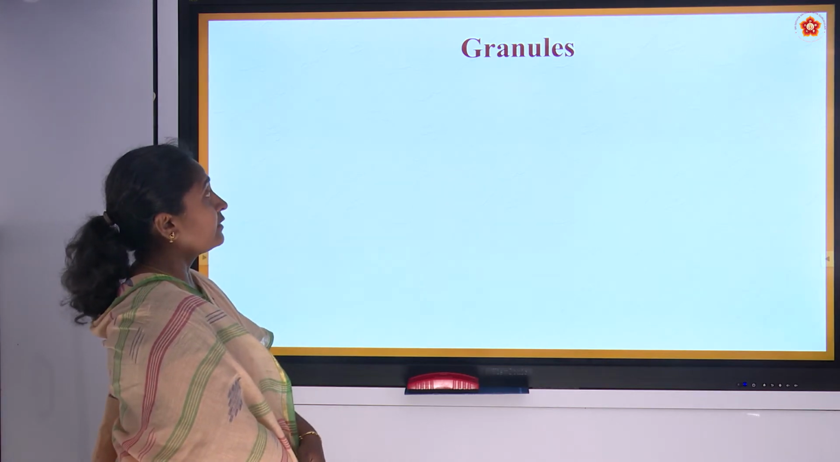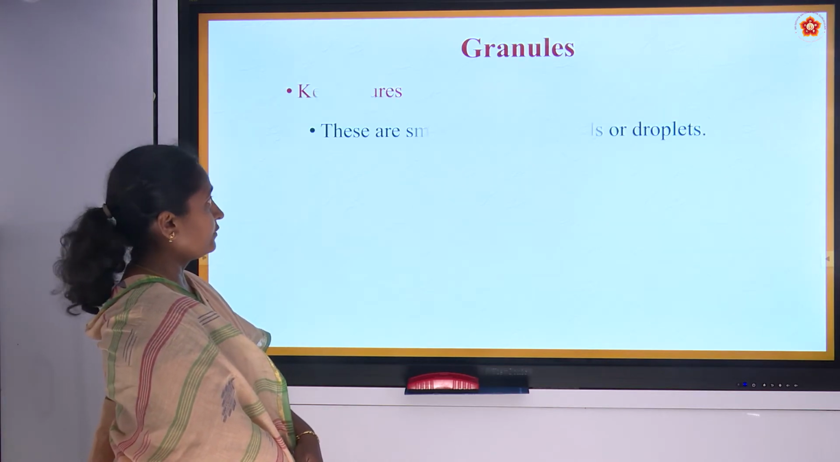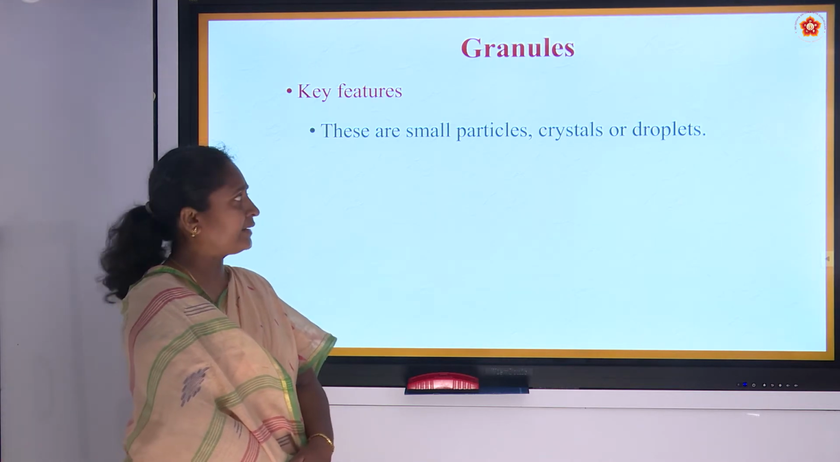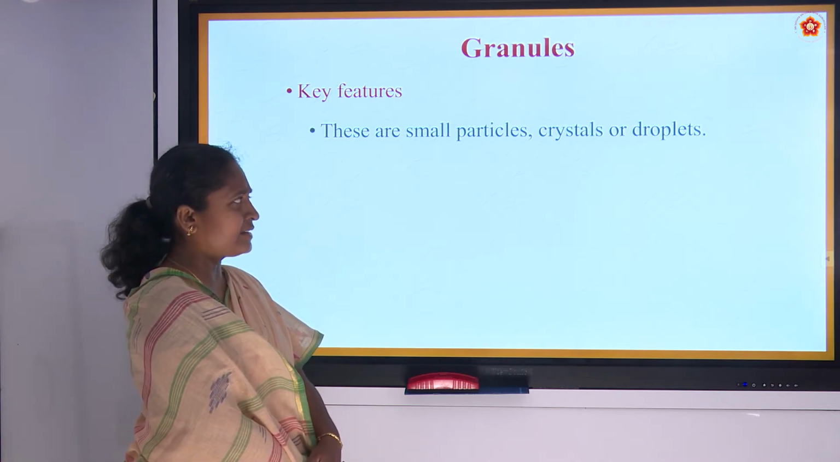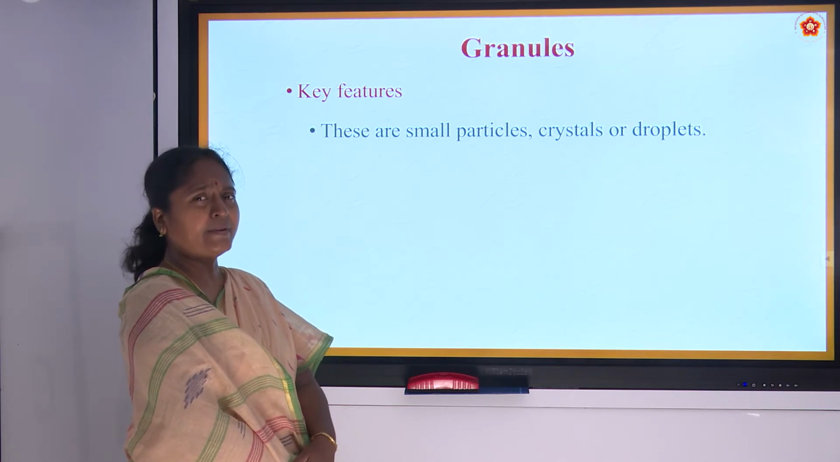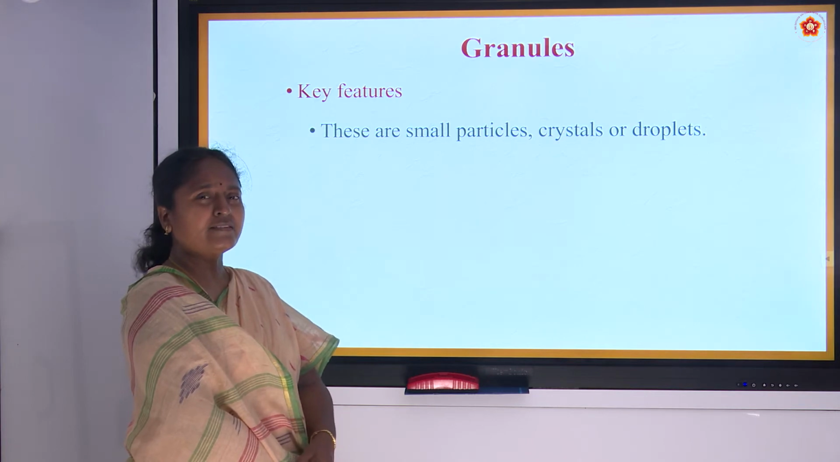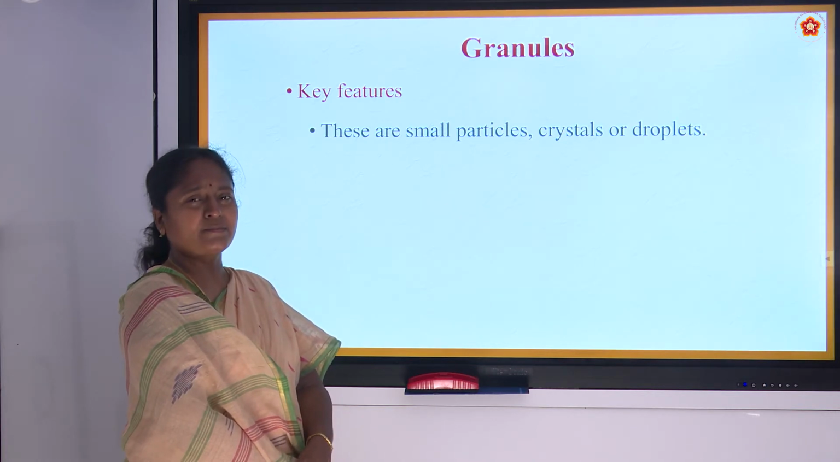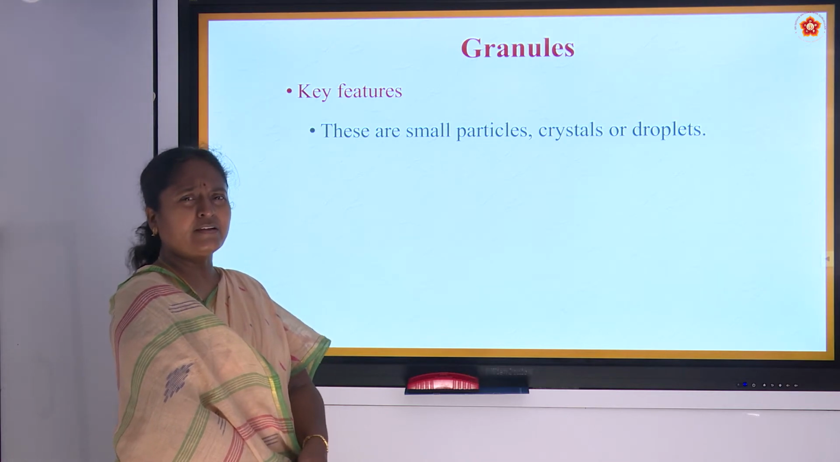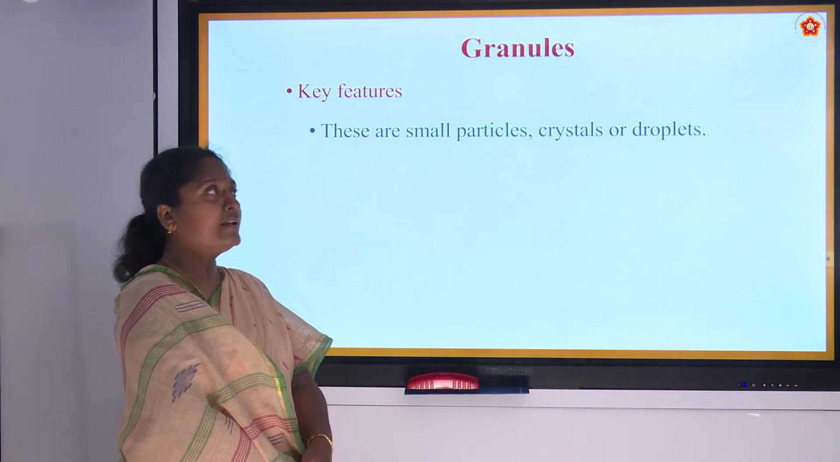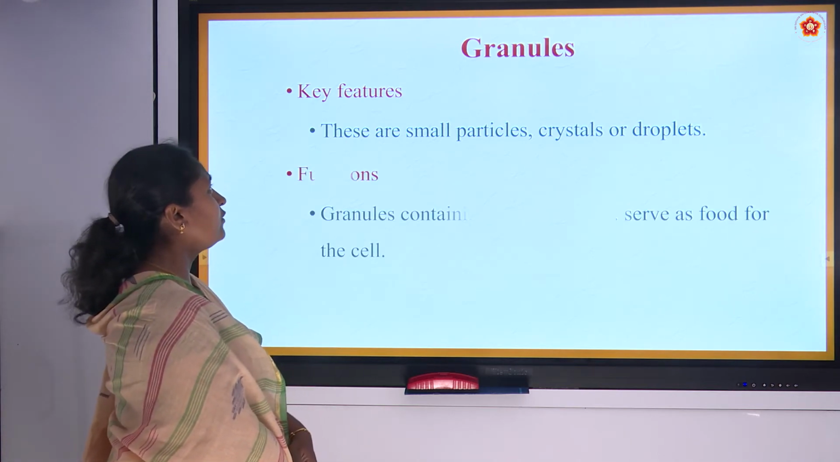The next non-living part is granules. The key feature is they are very small particles and they are crystal or droplet like in shape. When you are cutting open a potato, you can see some small granule-like substances which get attached to your skin, right, in the fingers and all. So these are nothing but starch granules which are present, right. These are some of the granules which are present.